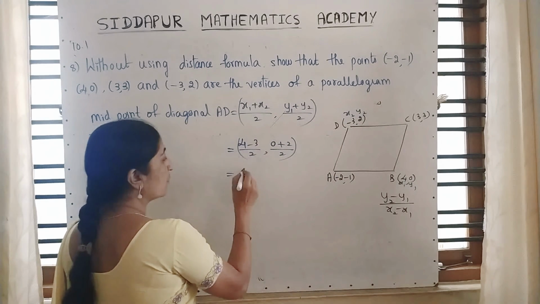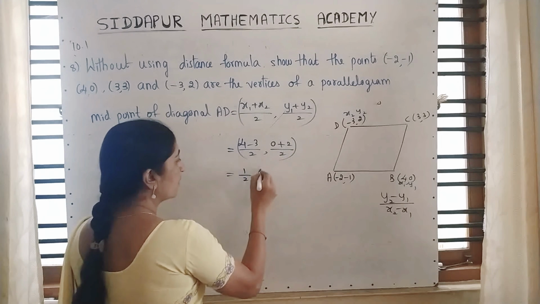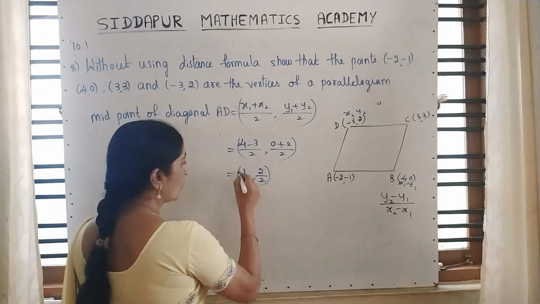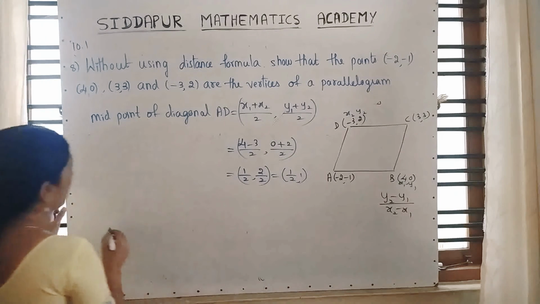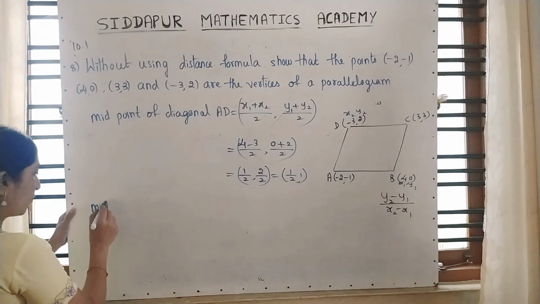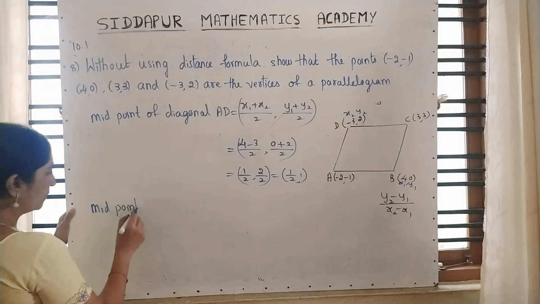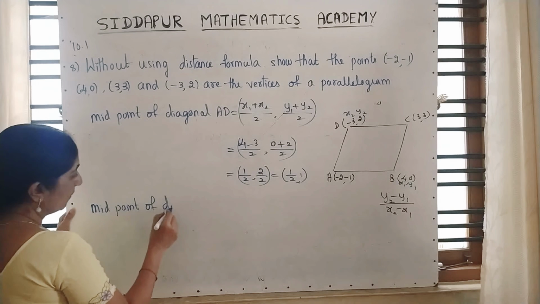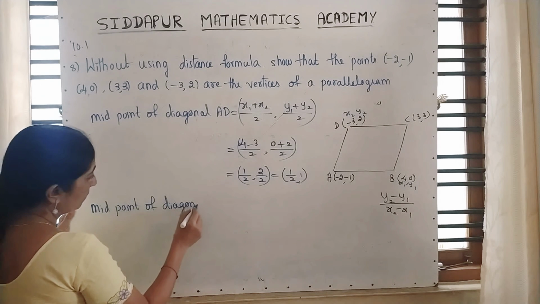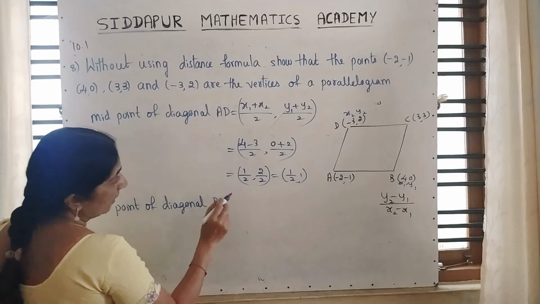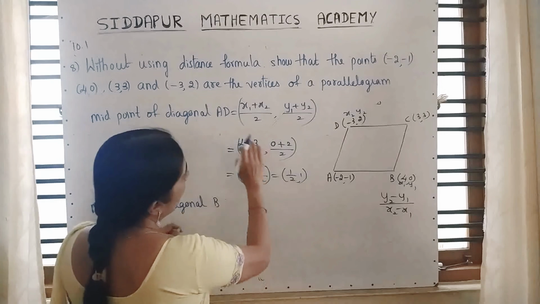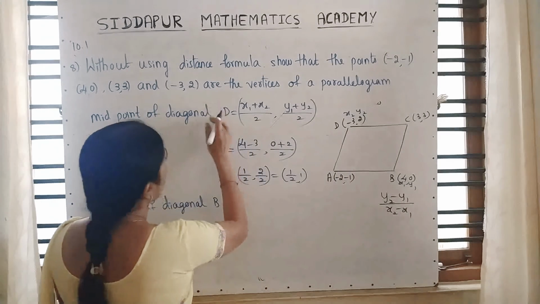4 minus 3 is 1, so 1 by 2, and this is 2 by 2. What is the final answer? 1 by 2 comma 1. Now calculate the midpoint of diagonal BD. The midpoint of diagonal BD is completed.